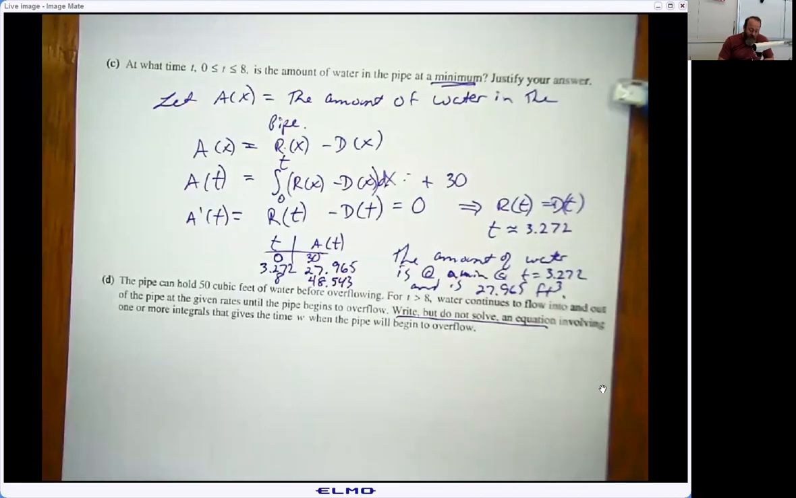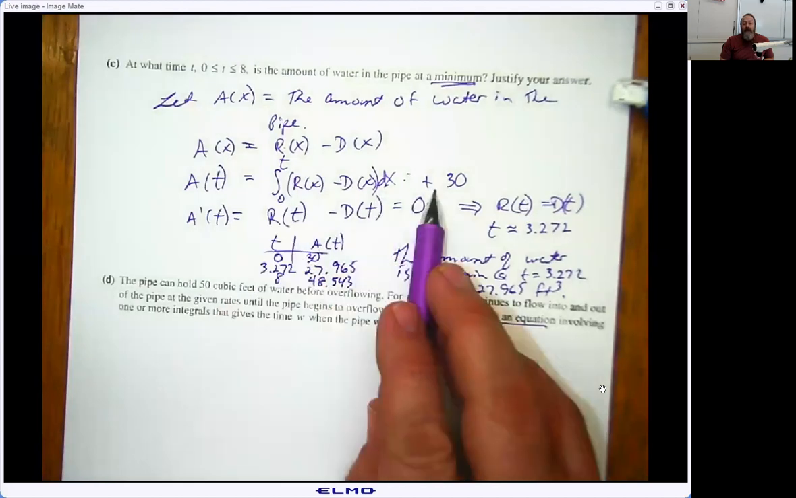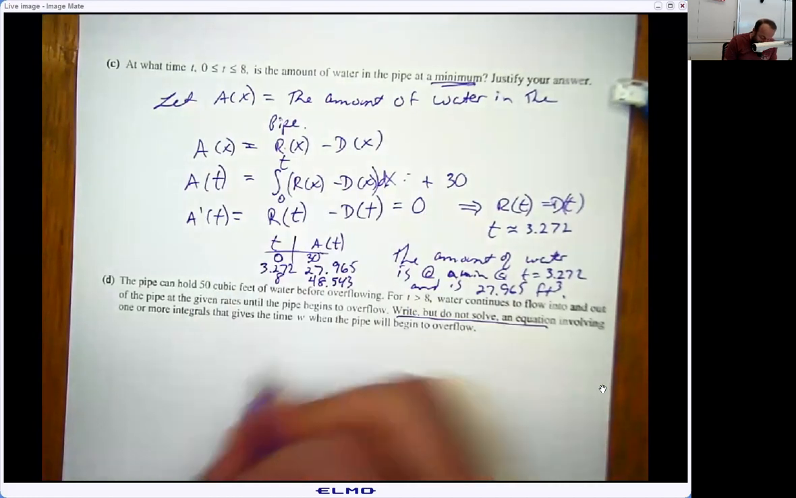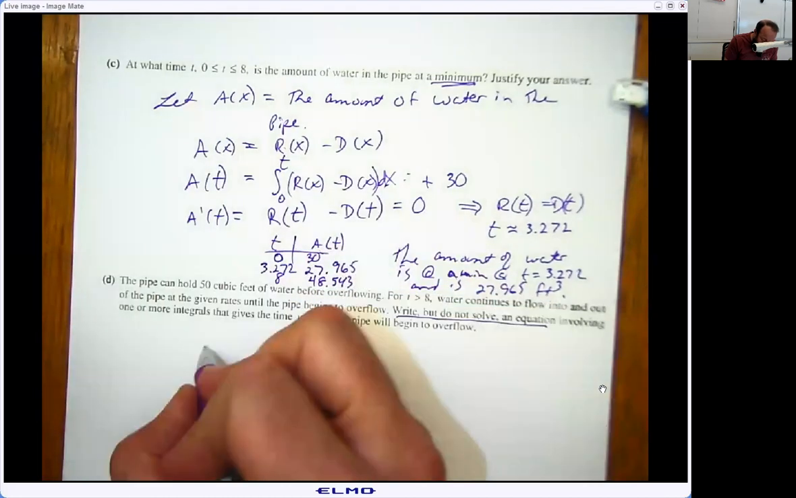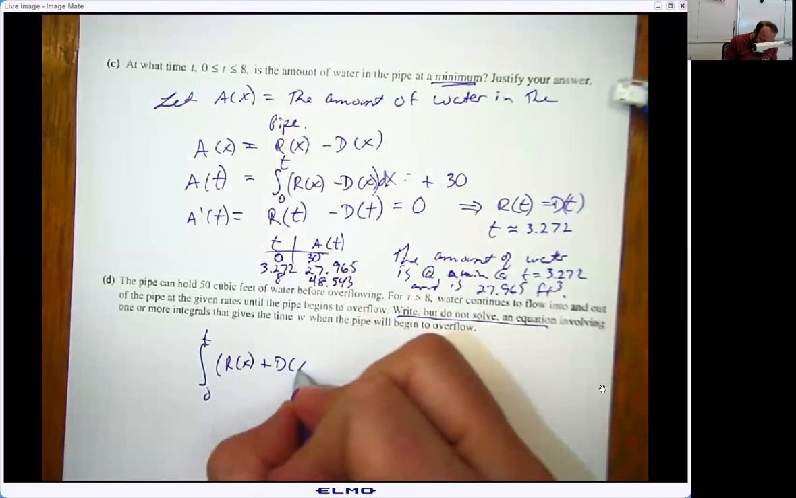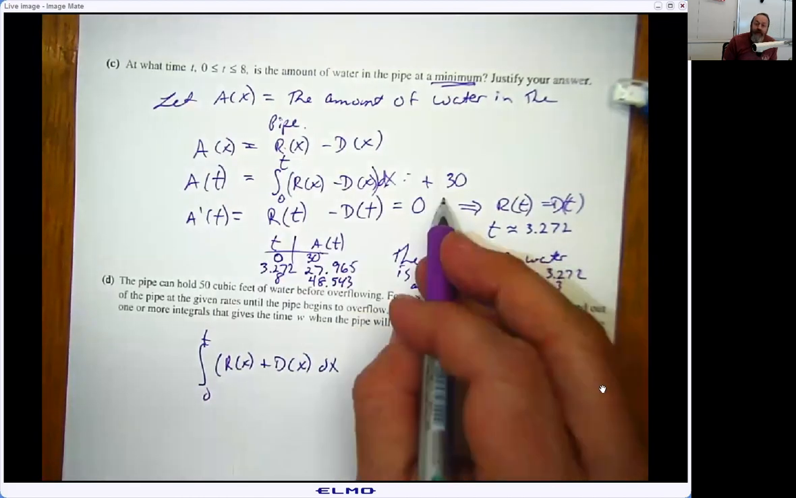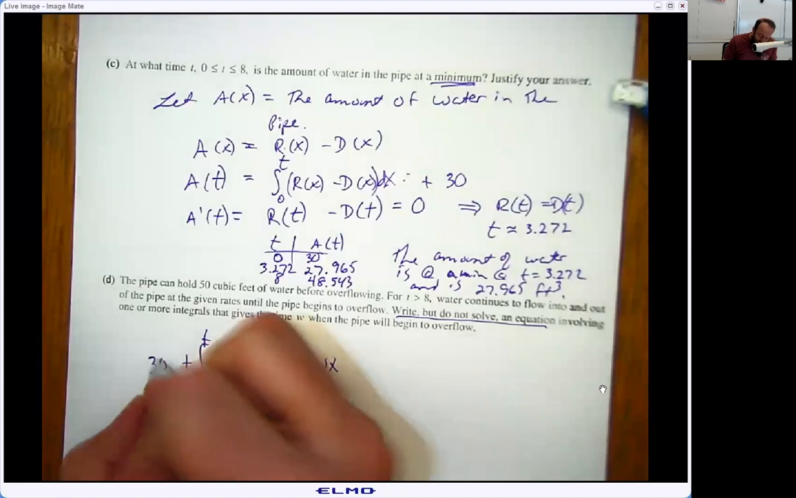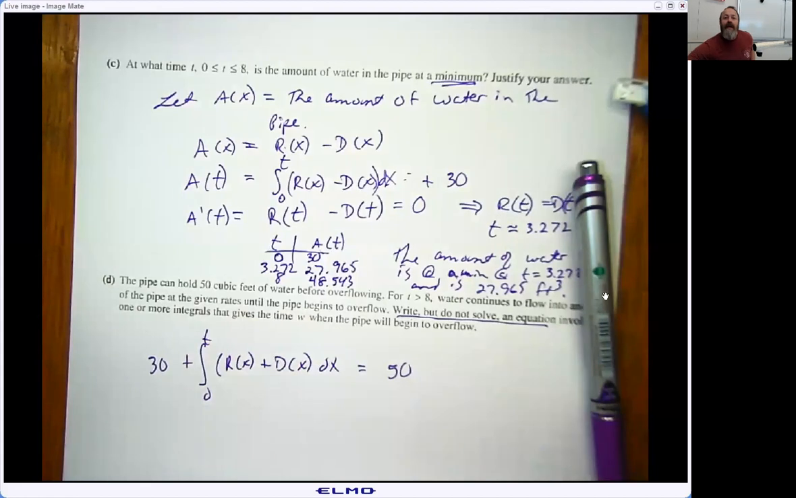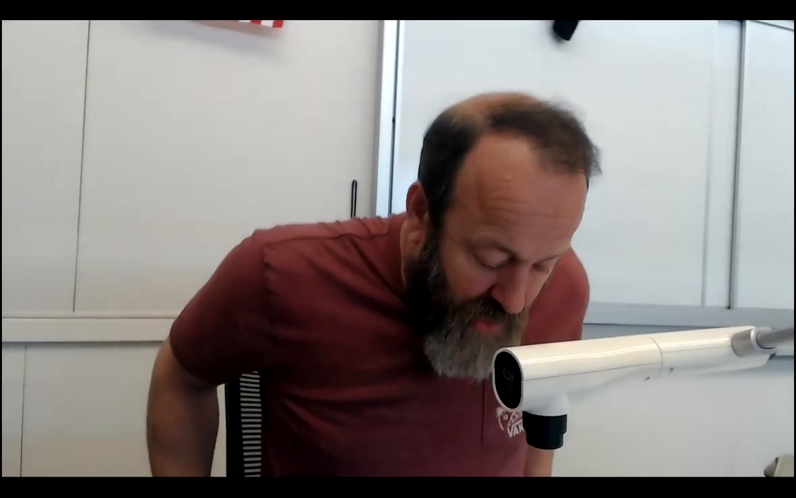And so we've already established that this is the amount of water in the pipe right here, and they say that the water would overflow if it ever reaches 50. So all we have to do is take that equation right here, which is a of t, the integral from 0 to t of r of x minus d of x dx. We have our 30. I'm just going to choose to put that in front. Plus 30 is equal to 50. And as it turns out, I don't need to solve that problem. Just have to go ahead and write that little piece of data down, and that would indicate the amount of time when it would overflow.